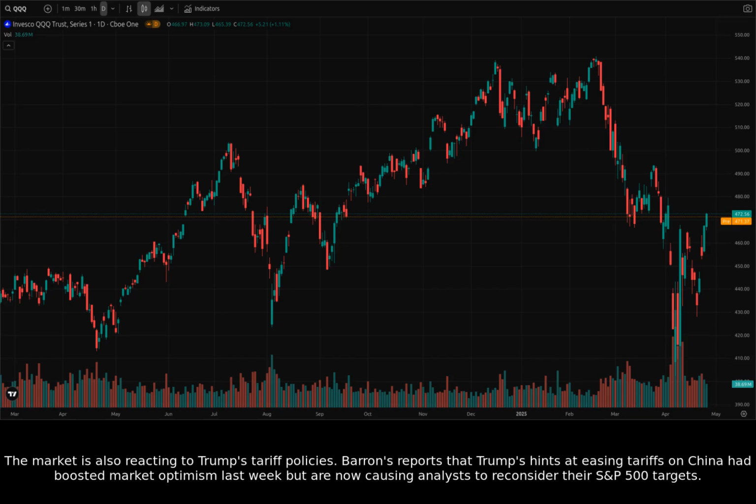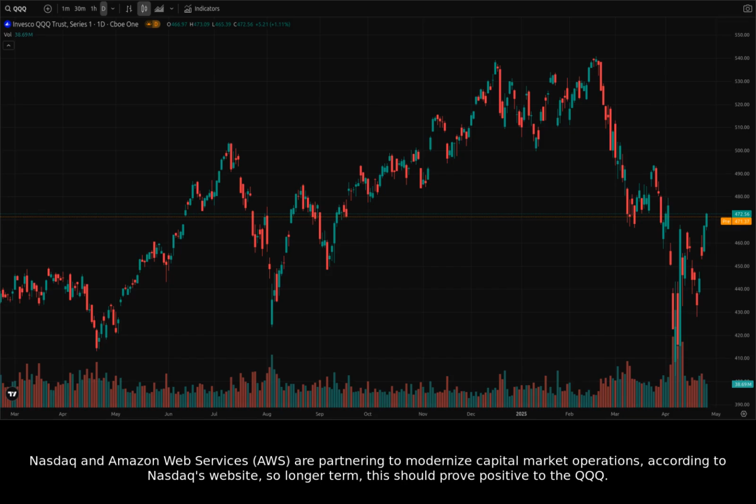The market is also reacting to Trump's tariff policies. Barron's reports that Trump's hints at easing tariffs on China had boosted market optimism last week, but are now causing analysts to reconsider their S&P 500 targets. Nasdaq and Amazon Web Services, AWS, are partnering to modernize capital market operations, according to Nasdaq's website, so longer term, this should prove positive to the QQQ.